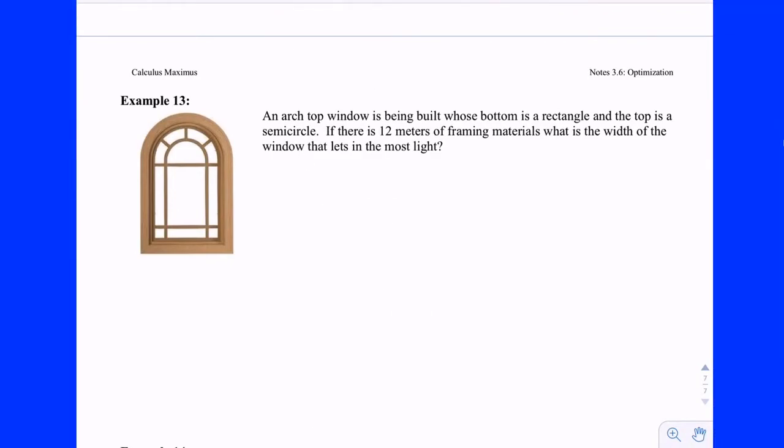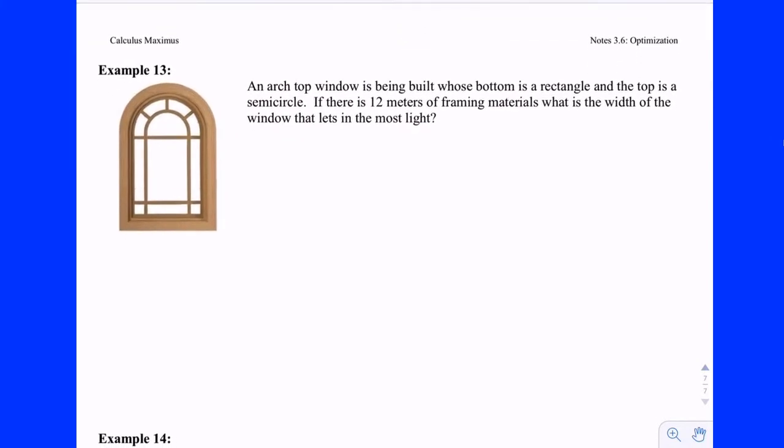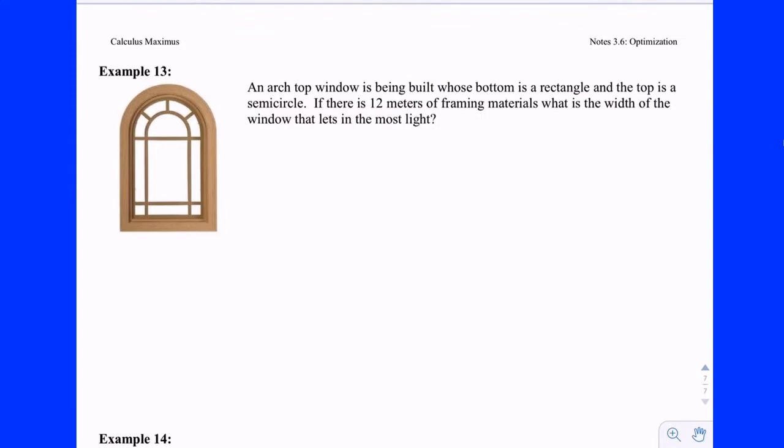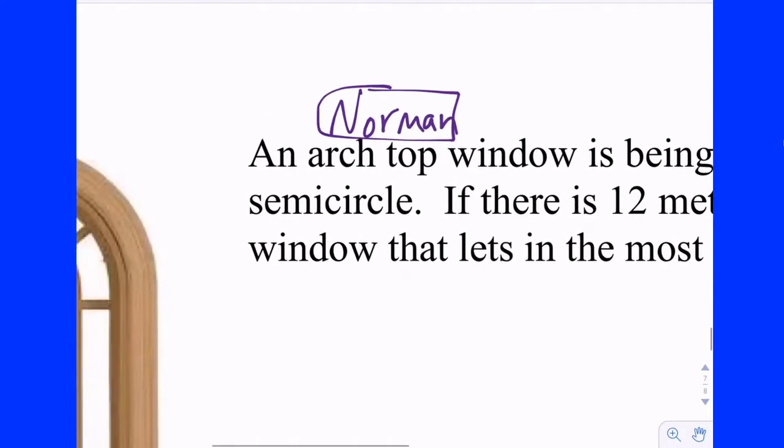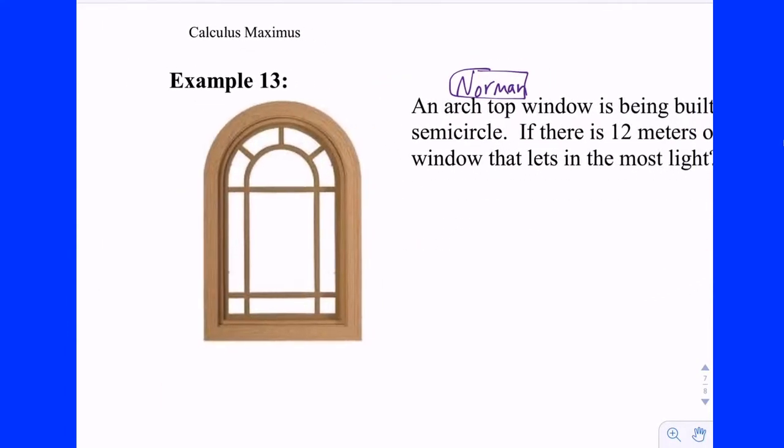All right, example 13 is another classic optimization problem. If you take calculus 1 again at some point in your life, you'll probably see a problem similar to this in that class. We have an archtop window, and believe it or not, sometimes it's called a Norman window, named after Mr. Norman. I don't know if Norman was his first or last name. I haven't really researched Norman windows, but I'm calling it an archtop window.